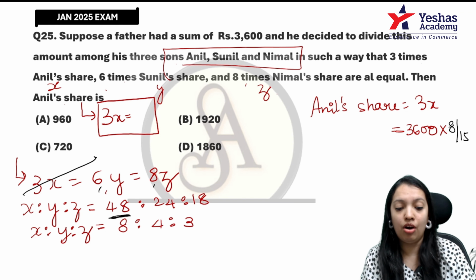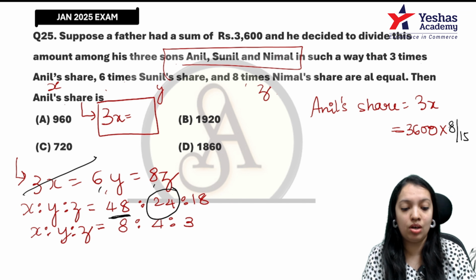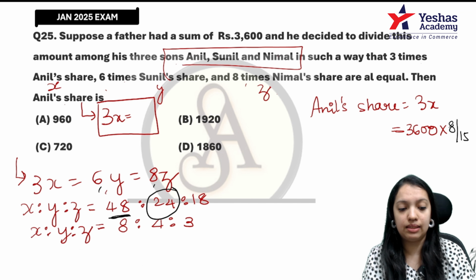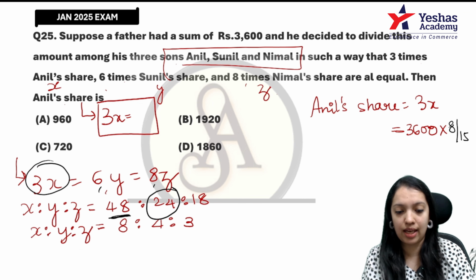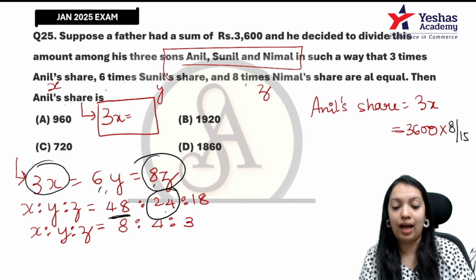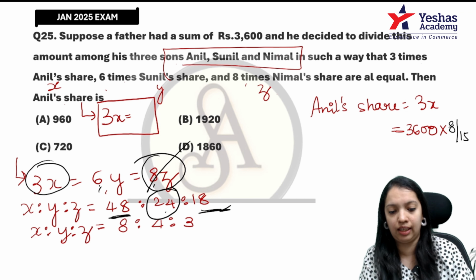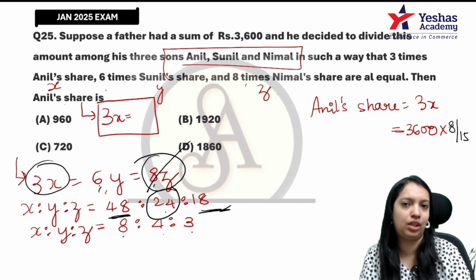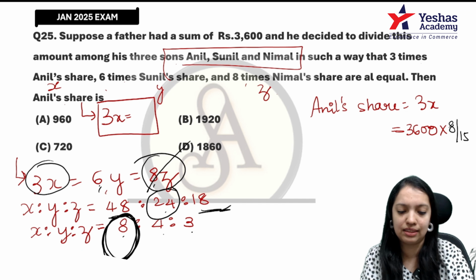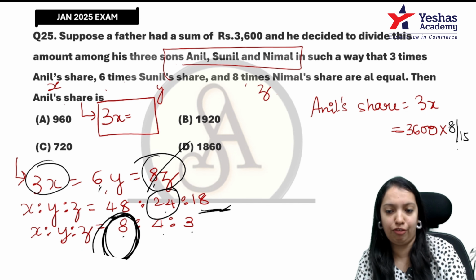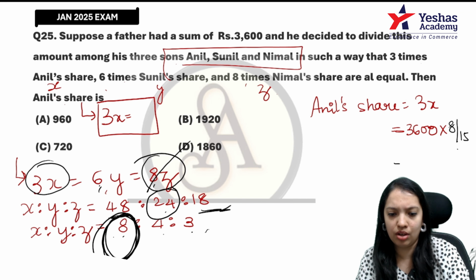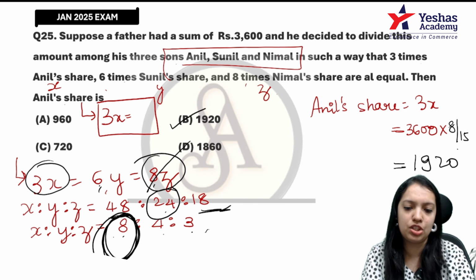For Sunil, ignore the middle term, which is 6y, you get 3 into 8, which is equal to 24. And for the last person, you ignore the last term, 3 8 6 are 18. Take the ratios, divide this by 6, you get the value 8:4:3. So Anil's share will be 8 times. So it is 8 by 15. Do the total, you get 15. 8 by 15 of 3600. Your answer becomes 1920, which is option B.